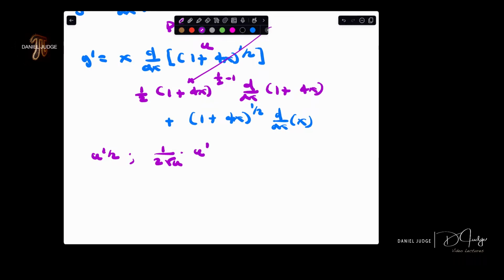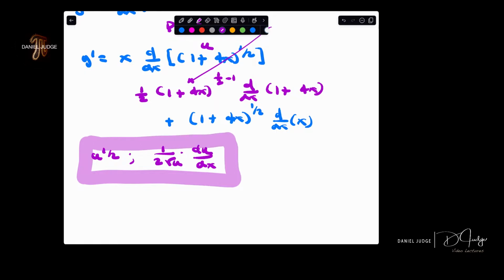remember this formula here, right? Anytime you differentiate a base to the 1/2 power, it's 1/2 over the square root of u. So I gave you guys that. And also, don't forget the chain rule version, I should say. And that's essentially what we're doing here.